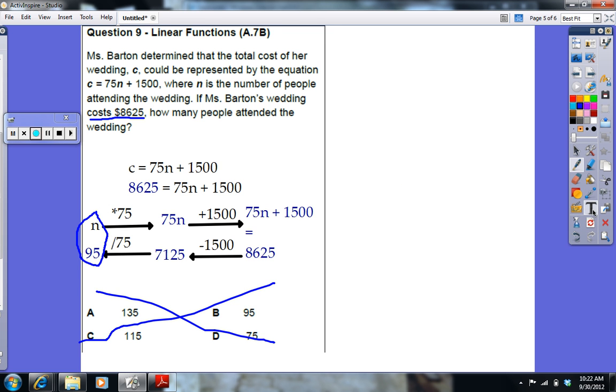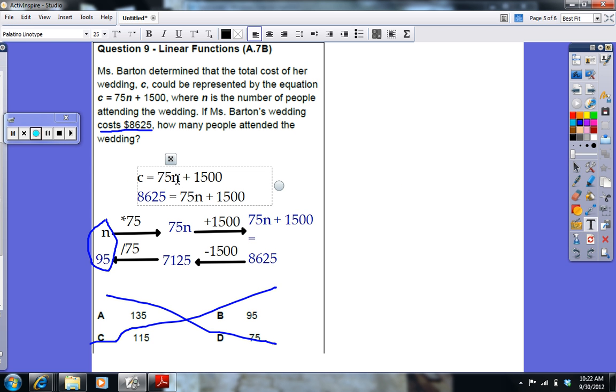We could check that answer in our original equation by replacing n with 95. Why isn't it blue? I'm going to do 75 times 95 plus 1500. It gives you 8625. That's what we wanted, so we know our answer is correct.